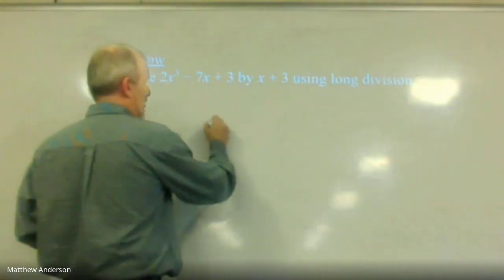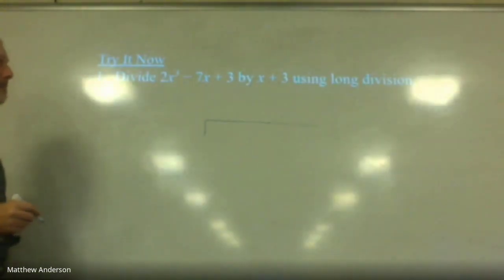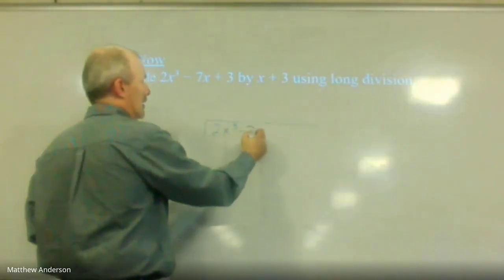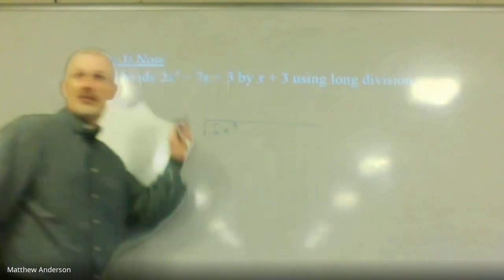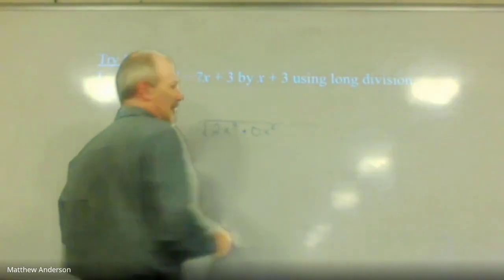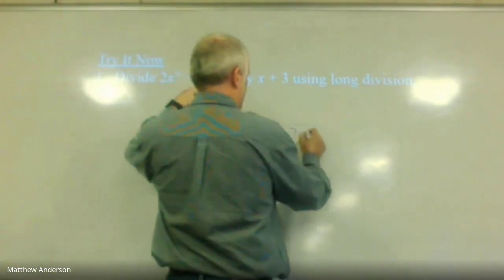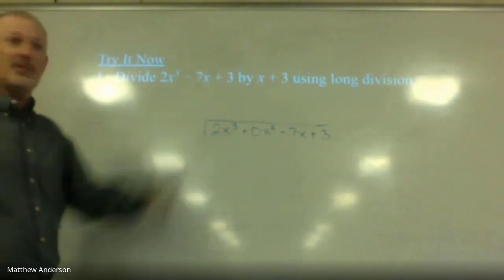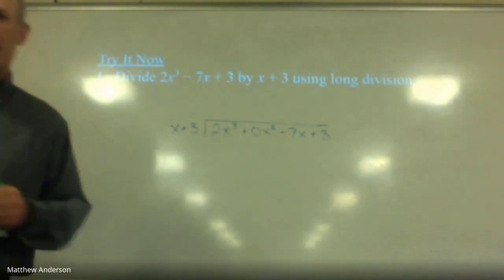What goes into our division sign here when we do this? On the inside will be 2x cubed minus 7x. Correct. Now I'm going to add one more thing in here because if you notice, there's no x squared term, right? There's no x squared term. So just to keep everything lined up, I'm going to put in a 0x squared. It doesn't change it because 0x squared is still 0, right? But it's just to keep everything lined up nicely. Okay. And then on the outside goes the x plus 3. Okay. So we've got it set up.